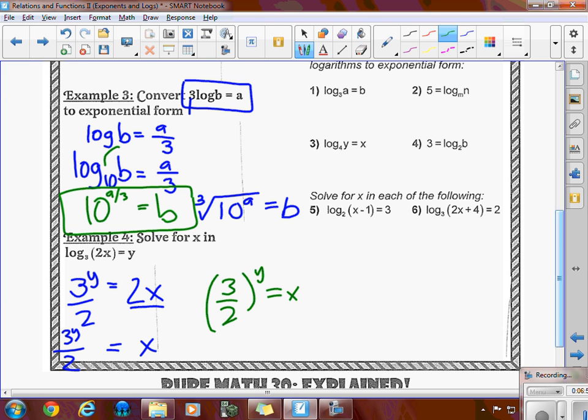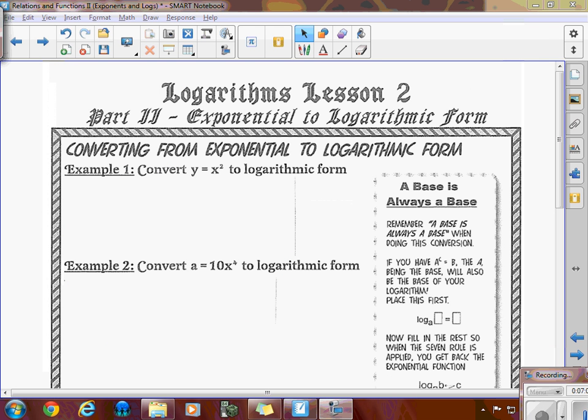It's only on the 3. It had nothing to do with the denominator. So this thing here is no good. It's only on the 3. Okay, so there's what, 6 little questions here? Give it a shot. All right, let's go the other way, converting exponential to log.